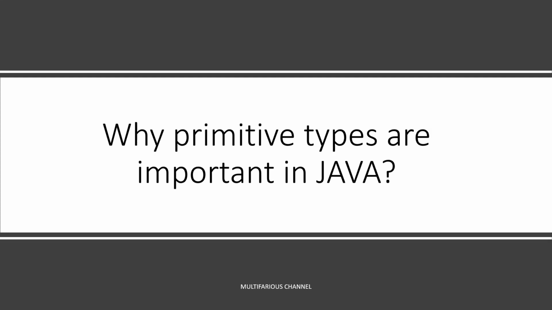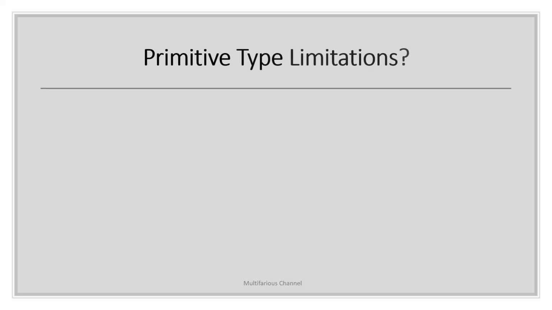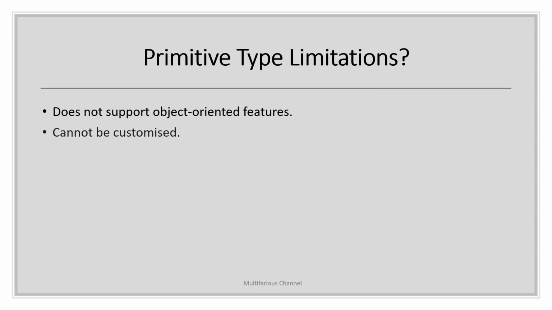However, primitive types do have some limitations. For example, they do not support object-oriented features like inheritance and polymorphism. This means they cannot be extended or customized in the same way we customize objects. In these cases, where these features are needed, object types must be used.